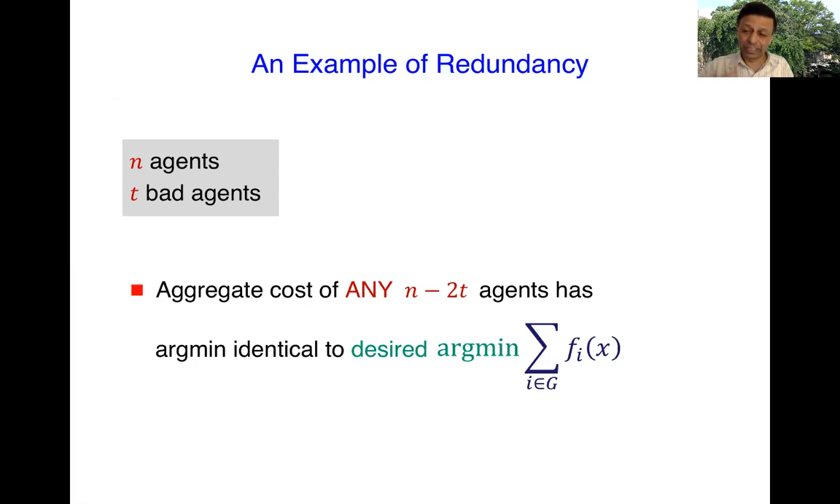Now, if you take any n minus 2t good agents, in my example, that would be 6, and minimize the aggregate cost of just those 6 agents, that's also minimized at x star. And this is true for every set of n minus 2t good agents. That's what I define as redundancy here in my cost functions. If this redundancy condition is true, then we can in fact compute that x star correctly without knowing who the good agents are. Now, this particular condition may seem a little bit contrived and a little bit too stringent, but it turns out it's not necessarily difficult to achieve this condition in practice.